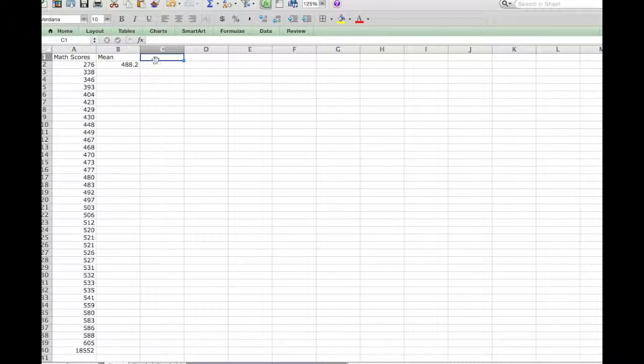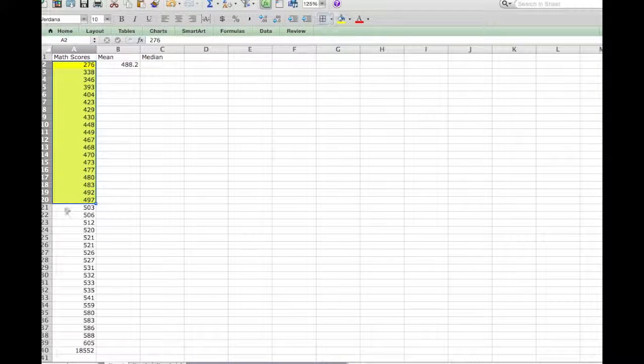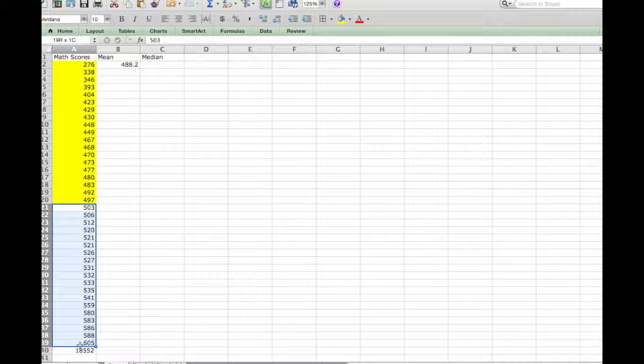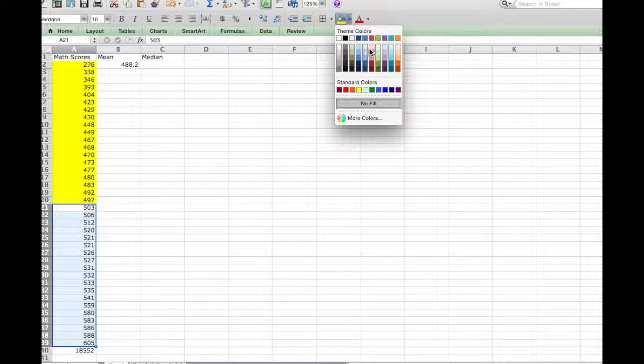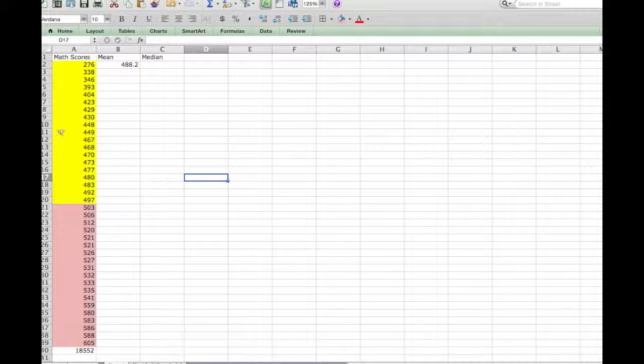Now, the next thing I want to find is the median, which is the middle score. So if we had a total of 38, the middle score, or the middle of that data, is right in between the 19th score and the 20th score. So I'm going to highlight the first 19 and color those yellow. I'm going to highlight the last 19, and I'm going to color those something besides yellow. We'll go with a kind of pinkish hue. So the middle score would actually happen right between those two.